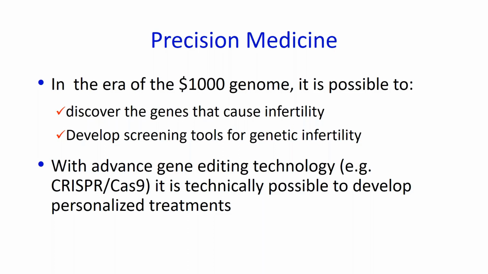And finally, if we're able to discover the genes that cause infertility, then in the future we may be able to use advanced gene editing technologies such as CRISPR-Cas9 to precisely modify the genome and repair the genetic defect that led to the infertility. This is something that is some distance in the future. Important safety and feasibility studies still need to be done before this can be considered in the human clinic, but hopefully some of you will be deploying these in the clinic in your future careers.